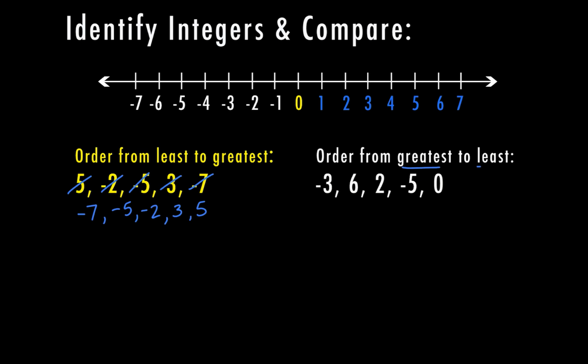So we're going to go greatest to least, which means we're actually going to start on the right side of our number line. So here our greatest number is going to be 6. The next number is 2. Then using my number line, the next one is 0. Now I have -3 and -5. So if I'm working my way left, -3 comes first. And then I have -5.